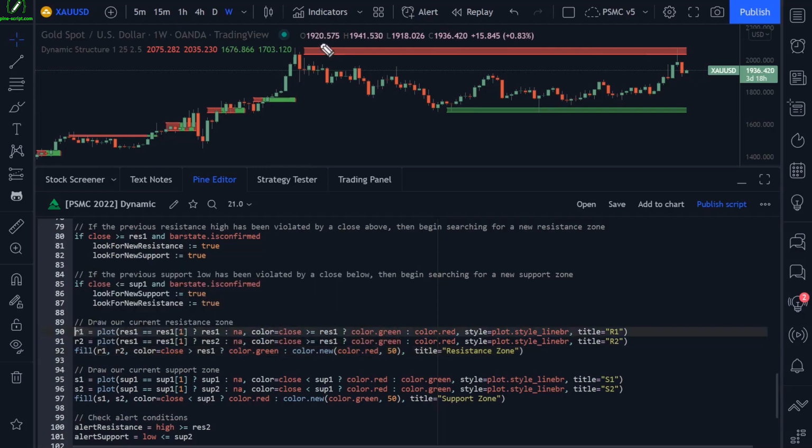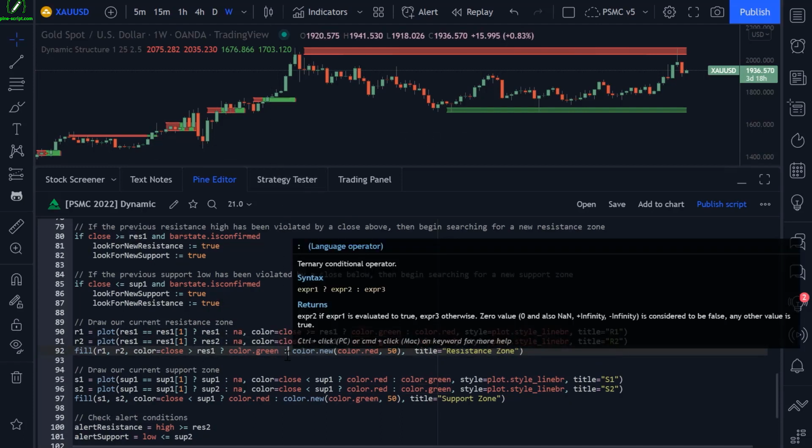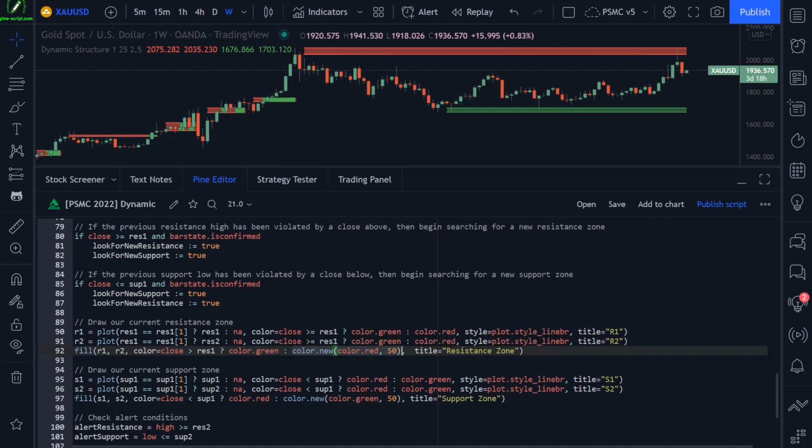So our R1, our wick price as a plot, and our R2 as a plot. We fill between those two plots and we just check, is the current bar close above res1? If so, we want to fill the color as green. Otherwise, we want to fill the zone as red.